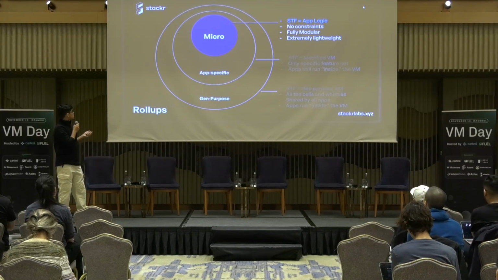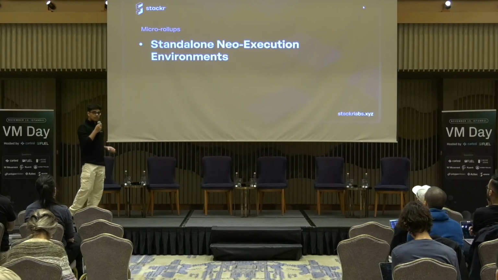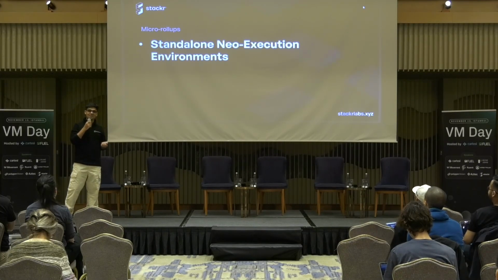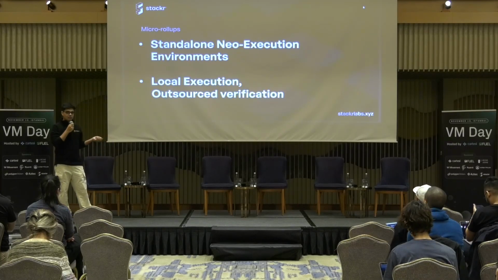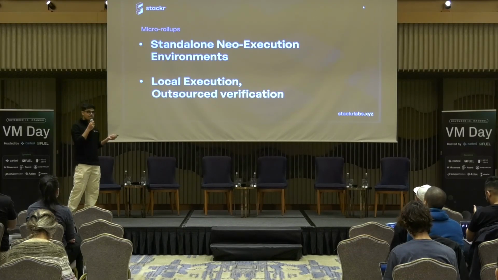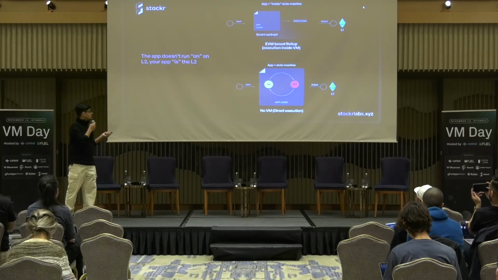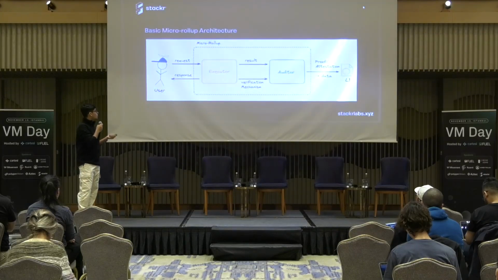So to define micro rollups, they are standalone new execution environments. I just love inventing terms. New execution environments is a term which we came up with after micro rollups. What they do is basically local execution, and then they outsource verification to some other entity. So the application, instead of running inside a VM, the application becomes your VM, or not a VM.